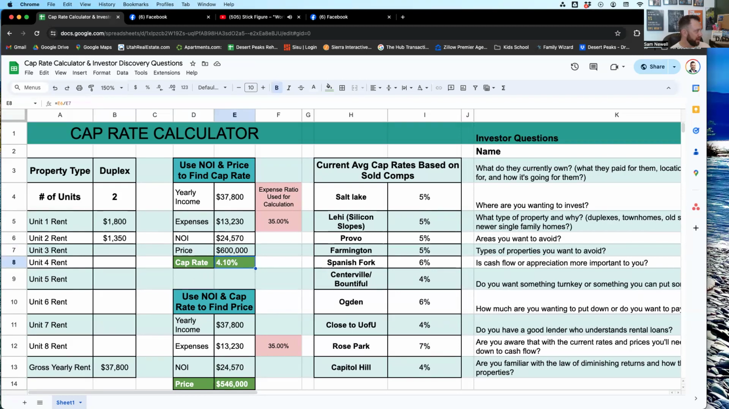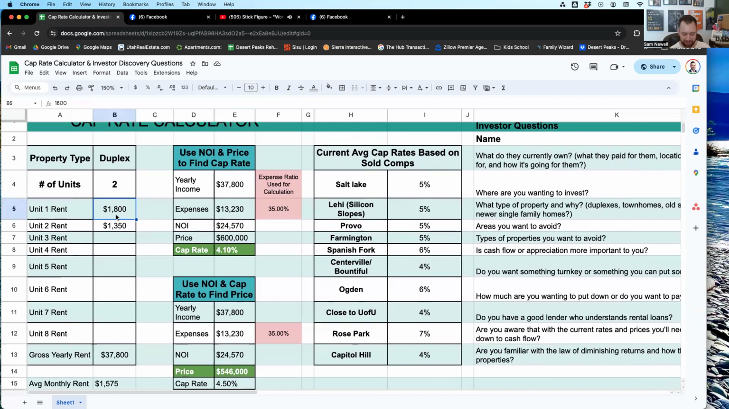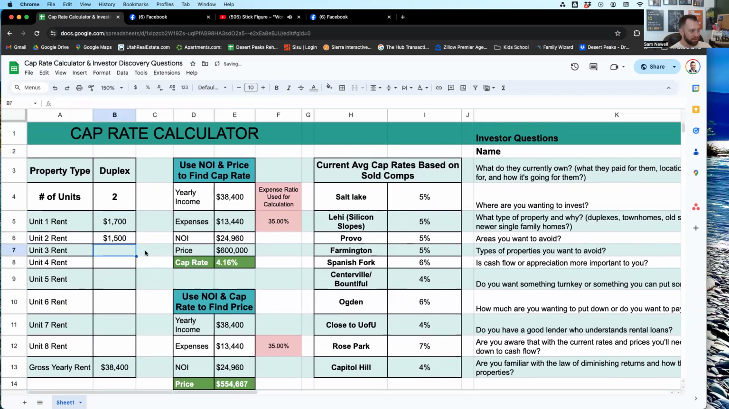So they did not have actual rents either. So this is pro forma rents, projected rents, $1,700 and $1,500. Okay, so they sold at a 4.16. Dang. Looking at this property, why did they sell for a lower cap?